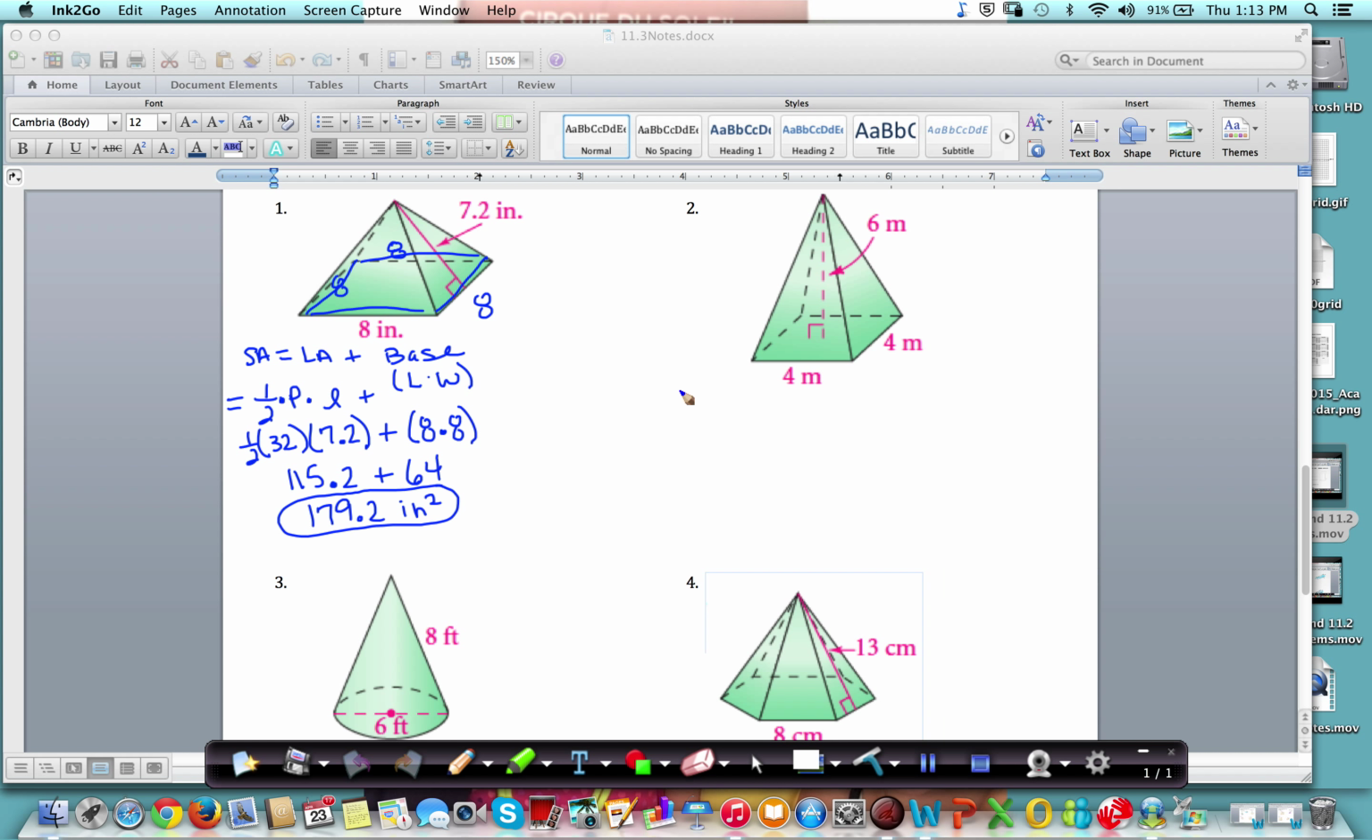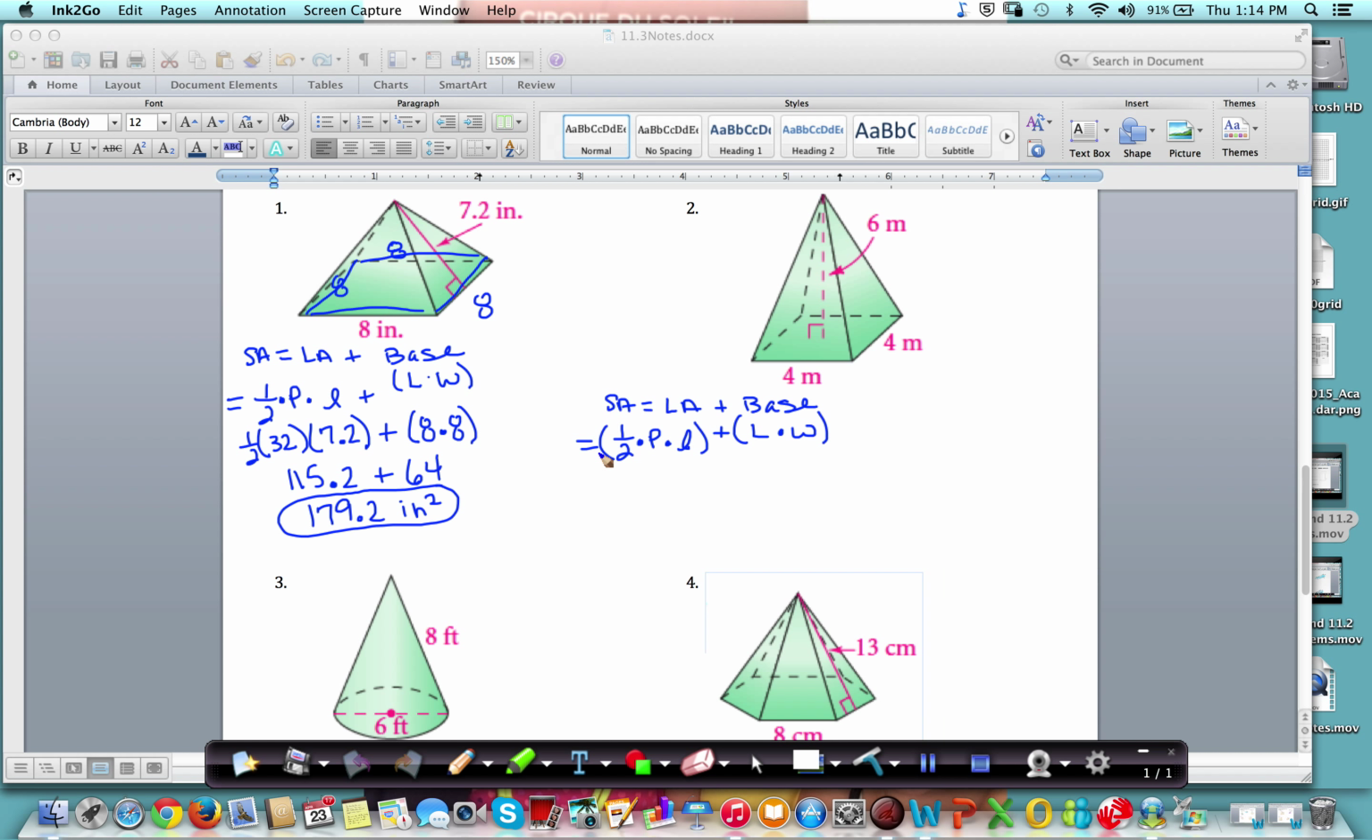Okay, number 2. So you'll notice I'm doing this the same way every time. I always start with, what is my formula? Surface area equals lateral area plus the base. So my base this time is length times width. Love it. Makes it easy to do. Okay. And then the lateral area is going to be 1/2 times the perimeter times the slant height. And that's going to be the whole formula.